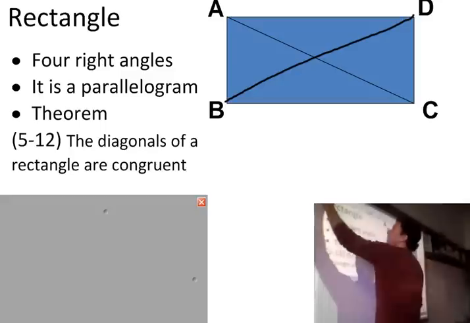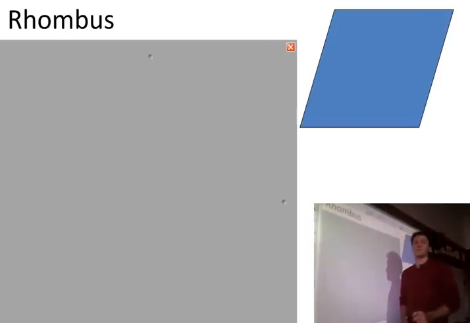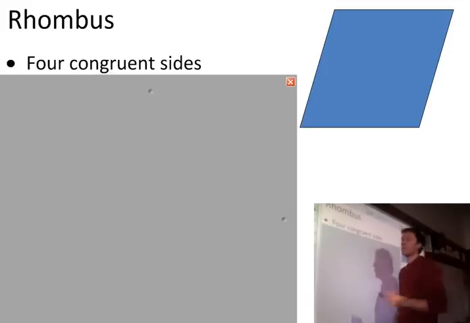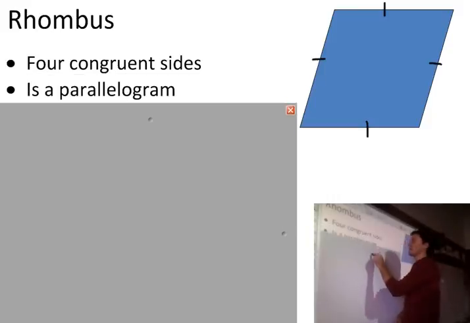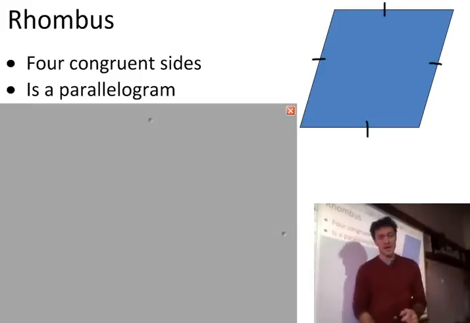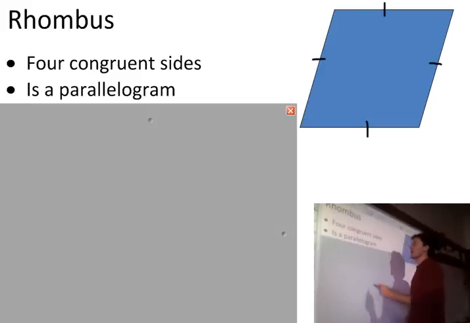Okay, going on, here's a rhombus. In a rhombus, you've got 4 congruent sides. So this is congruent to this, is congruent to this, is congruent to this. If you've got 4 congruent sides, you're a rhombus. Guess what? It's a parallelogram, right? Because opposite sides are congruent, and if opposite sides are congruent, then you are a parallelogram.